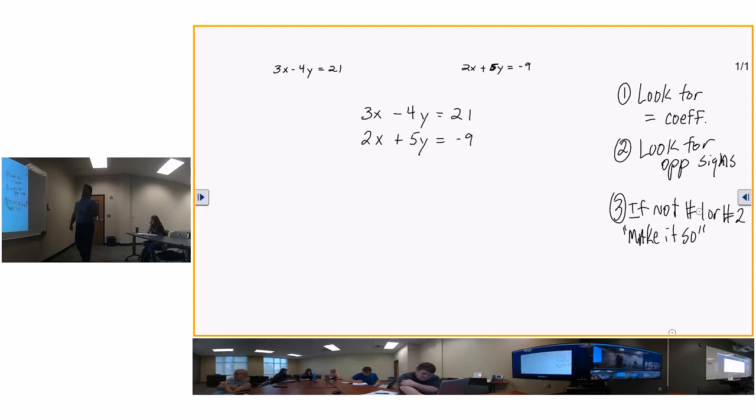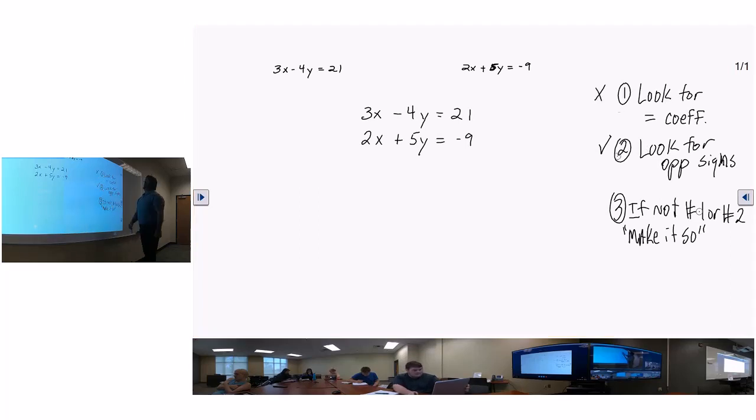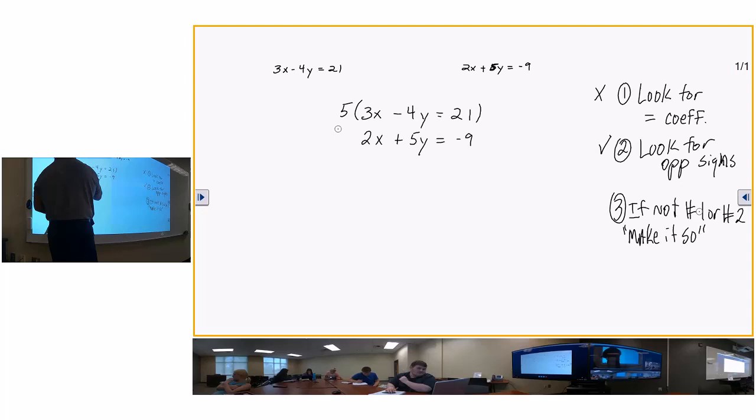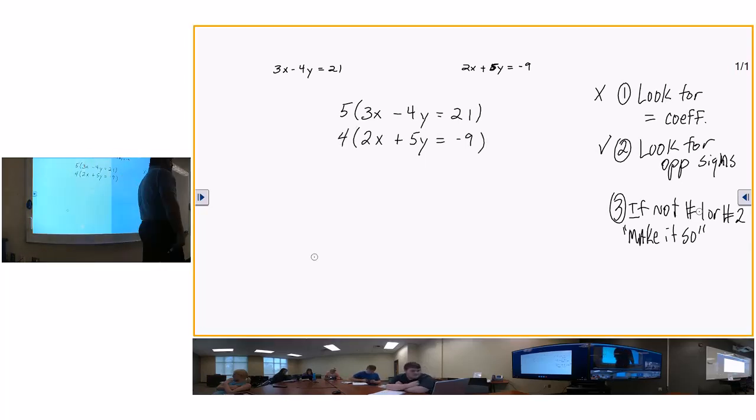So I've just got to manipulate the 4 and the 5 into the same what? I've got opposite signs, but I don't have the same coefficient. So I've got to manipulate 4 and 5 into the same coefficient. And that would be what? 20. So I'm going to multiply the top by 5 and the bottom by 4. And that will annihilate the Y term.